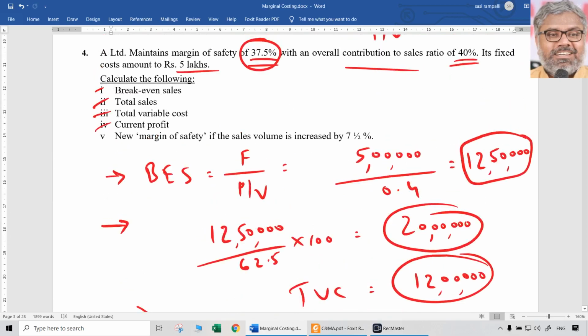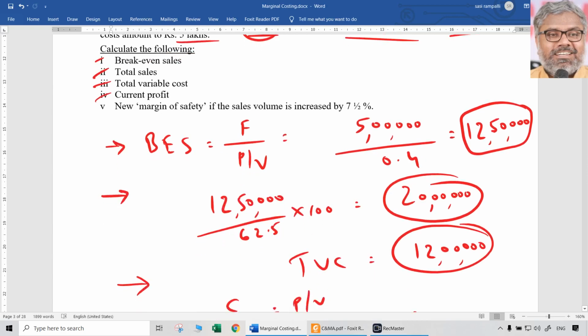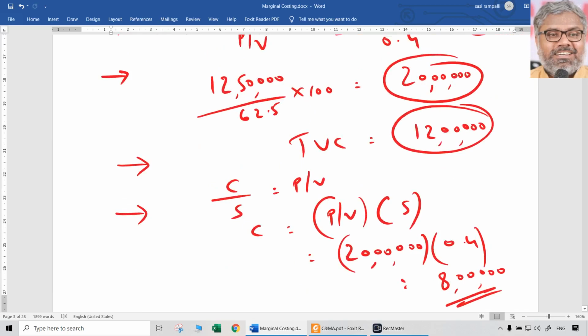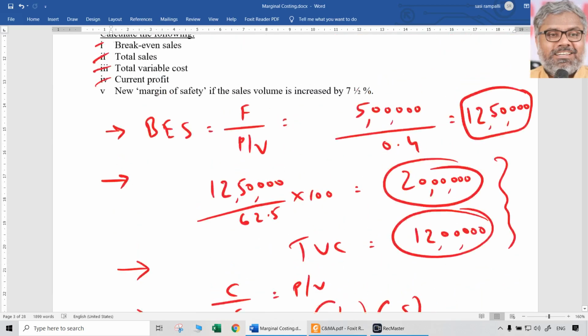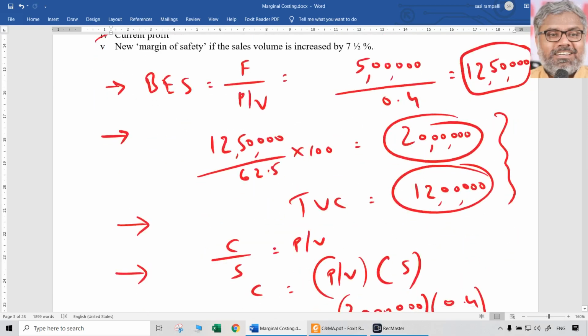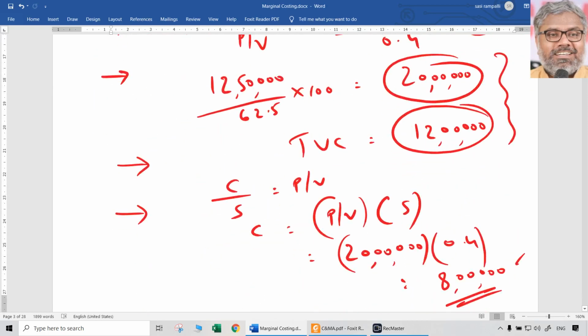So break-even sales 12,50,000, total sales 20 lakhs, total variable cost 12 lakhs, right? Naturally contribution is 8 lakhs. You can even directly get, see, total sales minus total variable cost is what? 8 lakhs. That is the same thing. You don't need all this also. Either way, you get the correct answer. 8 lakhs is the total current contribution. Total contribution is 8 lakhs. Total variable cost is 12 lakhs.